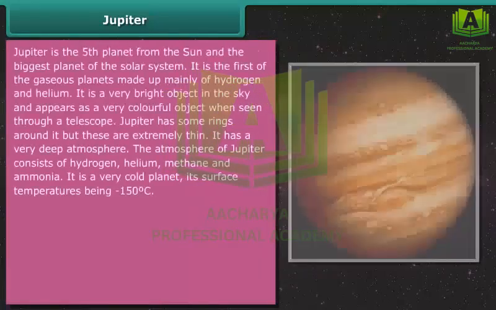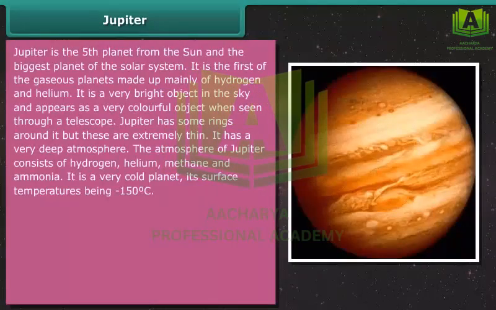Jupiter. Jupiter is the fifth planet from the Sun and the biggest planet of the solar system. It is the first of the gaseous planets made up mainly of hydrogen and helium. It is a very bright object in the sky and appears as a very colorful object when seen through a telescope. Jupiter has some rings around it, but these are extremely thin. It has a very deep atmosphere. The atmosphere of Jupiter consists of hydrogen, helium, methane, and ammonia. It is a very cold planet, its surface temperature being minus 150 degrees Celsius.